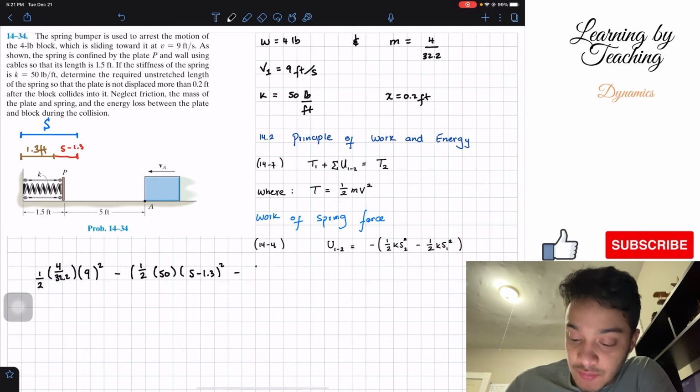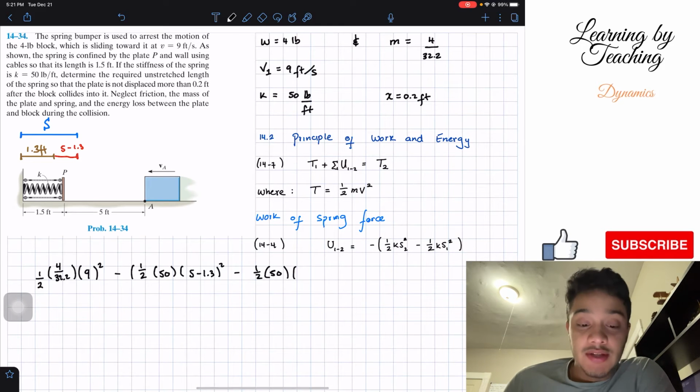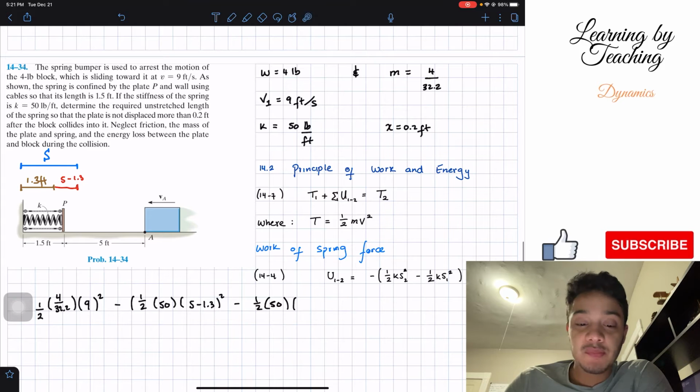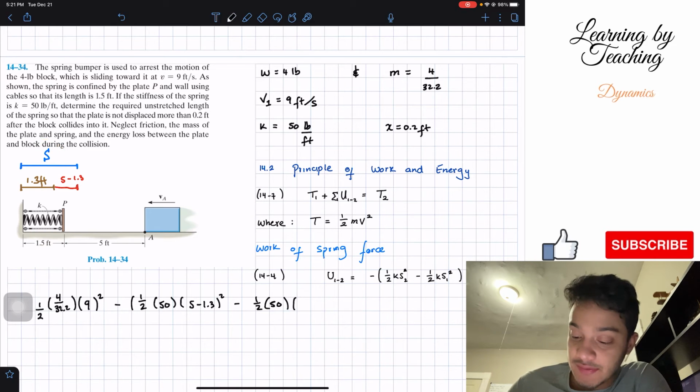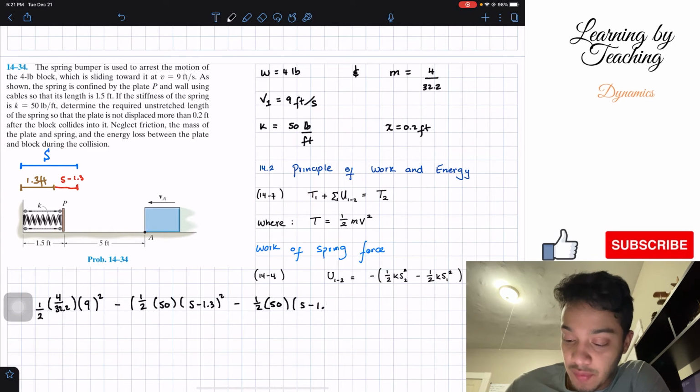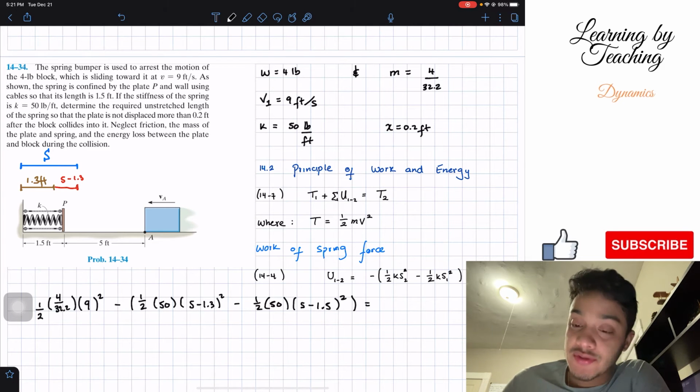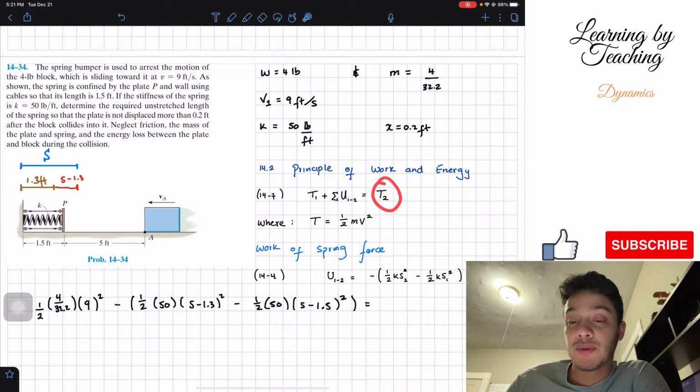Then we have minus 1/2 k times the initial displacement. Well, the initial displacement is the one that we see here. Well, it's s minus 1.5. So you got s minus 1.5 feet squared. And this should be equal to T2, okay?